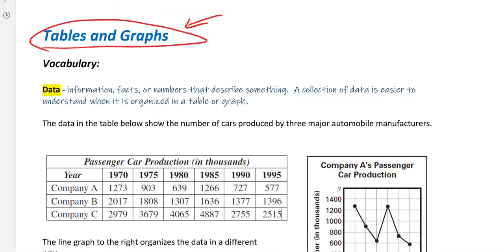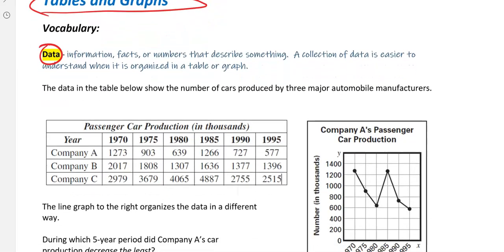With tables and graphs, we are looking at data. Data is an important vocabulary word, so you want to make sure you write that down. Data is information, facts, or numbers that describe something. A collection of data is easier to understand when it is organized in a table or a graph. So let's take a look at a few tables and graphs.